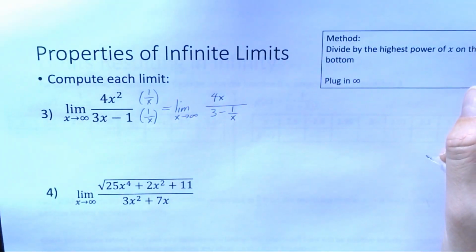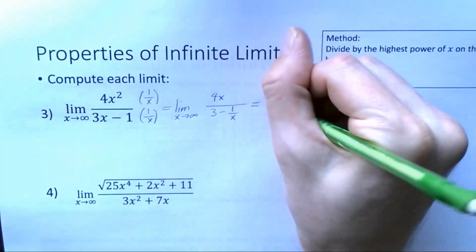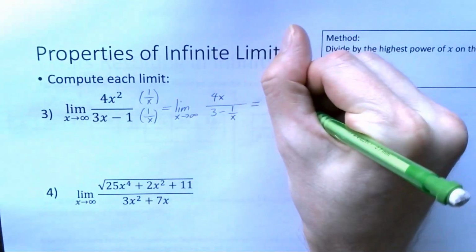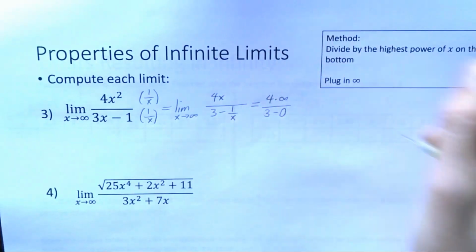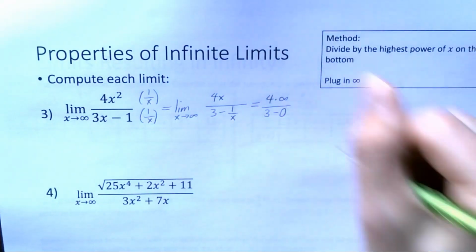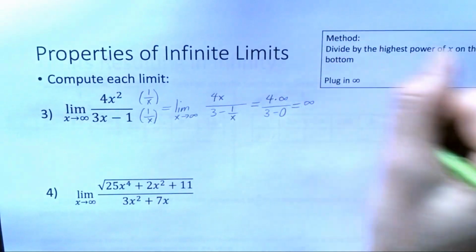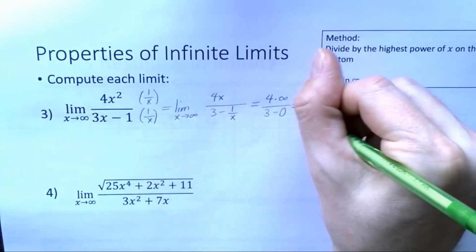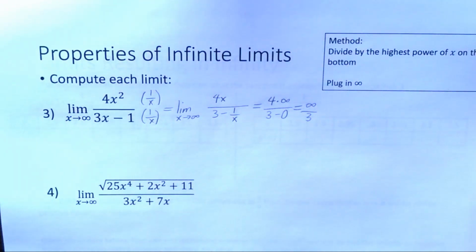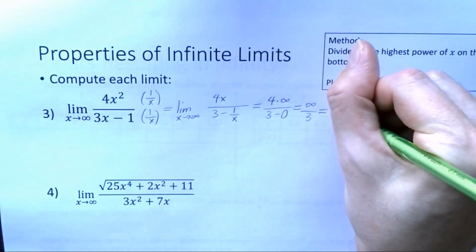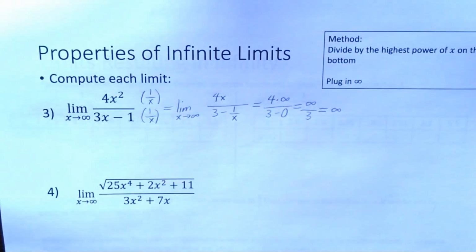So now plugging in, we get 4 times infinity over 3 minus 0. Well, 4 times infinity is just infinity, and 3 minus 0 is 3. Now, infinity divided by any number is infinity. So this becomes just infinity, and that's our answer.